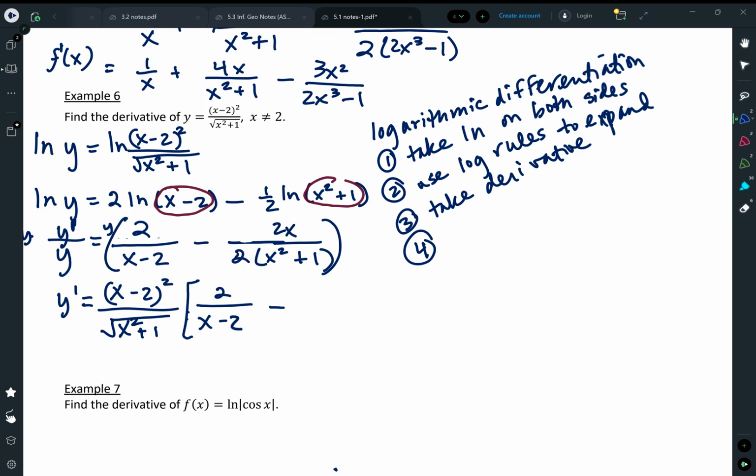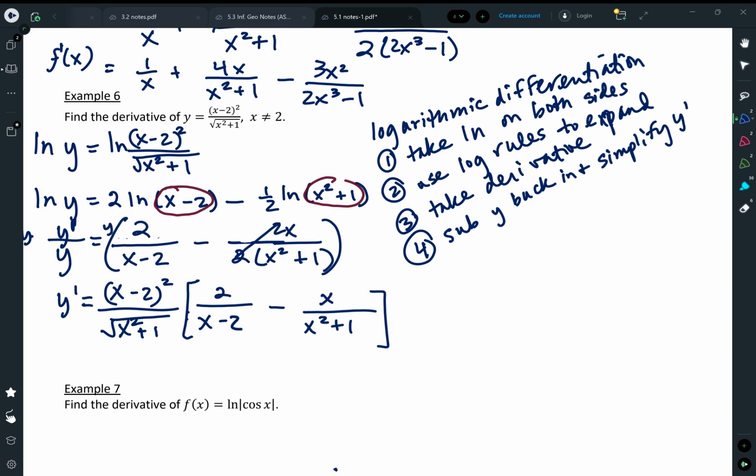Minus 2x. Actually, this could just be an x over x squared plus 1. So we could spend some time getting common denominators, putting fractions together, but we could also just leave it like this. I think it's worth it in class to maybe spend another minute on the simplifying process. So last step here was to sub y back in and simplify y prime. Or maybe isolate y prime, sub y back in, and then simplify. I guess you could write that too.